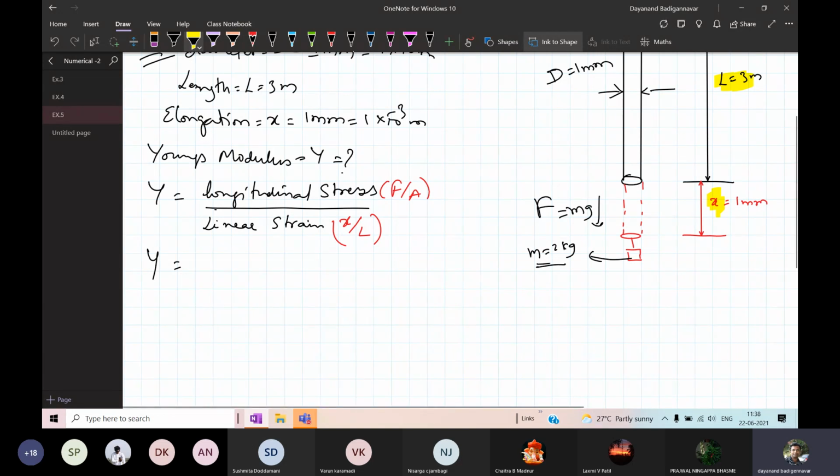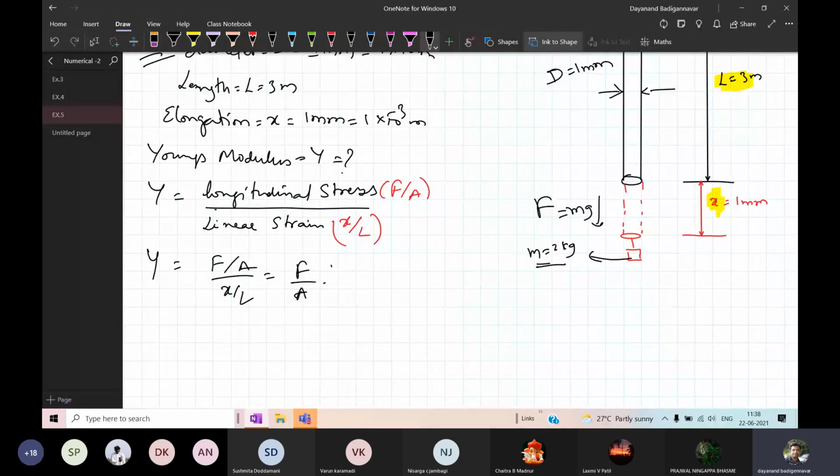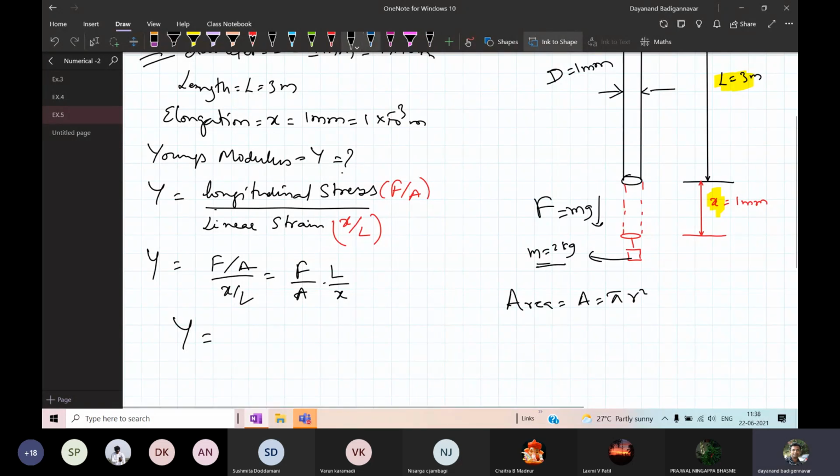So I can write the values again. Young's modulus is F by A divided by x by L, that is equal to F divided by A into L by x. So substitute all the values. Before you do the substitution, calculate the cross-sectional area of the wire. Area A is equal to pi r square. You can do it separately, or directly substitute in the formula; it's left to you.